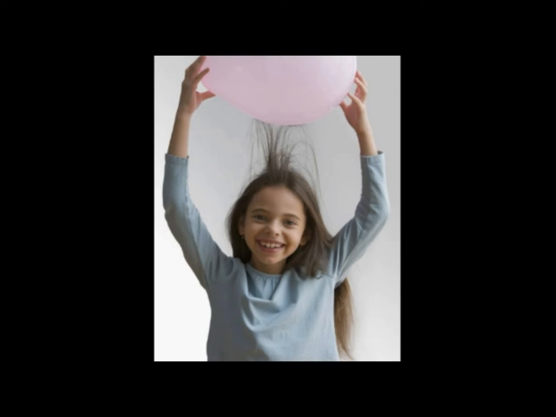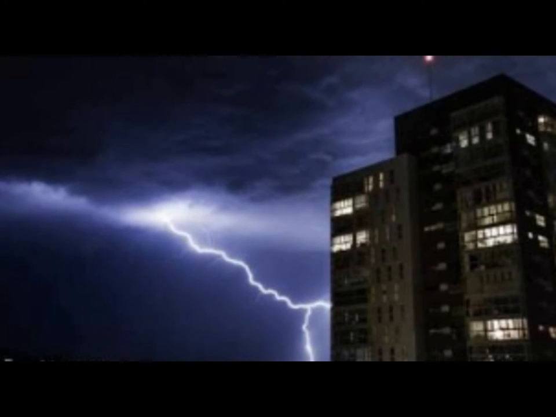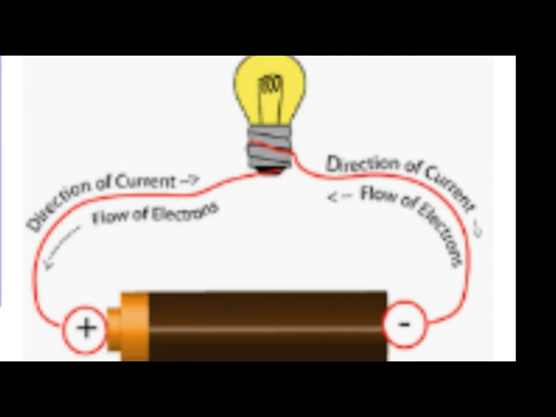We do not give any power or any supply from a main socket or battery. It is produced with the help of friction. Lightning is an example of static electricity which is produced by the friction in the clouds.